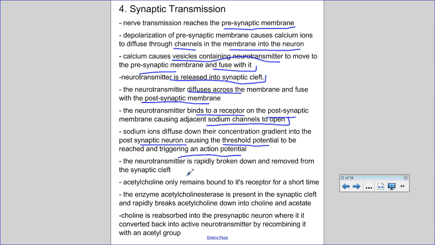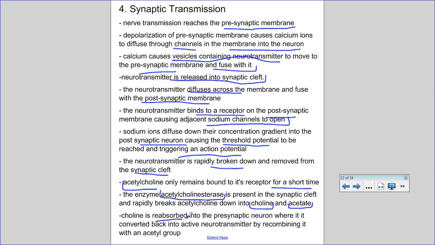So within that synapse now, you still have neurotransmitter there, and that neurotransmitter is rapidly broken down and removed from the synaptic cleft. The neurotransmitter in this case that we'll consider is acetylcholine. Acetylcholine will only remain bound to its receptor for a short time. There is an enzyme present in the synaptic cleft called acetylcholinesterase, which will break down acetylcholine into two parts. It'll break it down into a molecule called choline and another molecule called acetate.